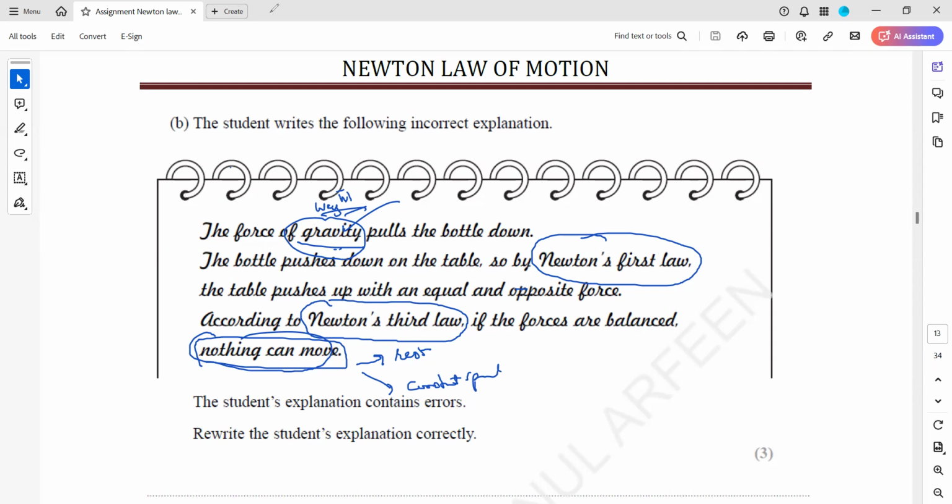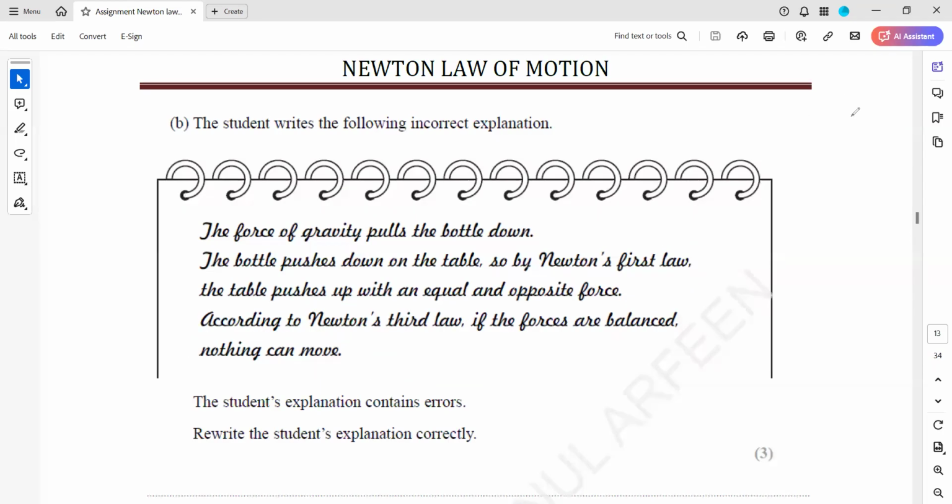Is it clear, this one? The third line, the table pushes. Because the bottle is on the table, there's a downward force from the bottle on the table. So the table will push the bottle up, according to Newton's third law. This is a right statement. So the actual mistakes you have to point out are Newton's first law, Newton's third law, and "nothing can move" has to be changed.